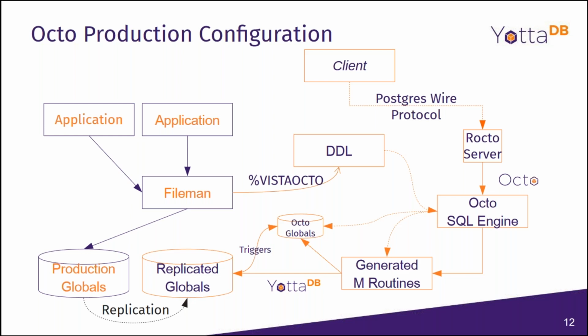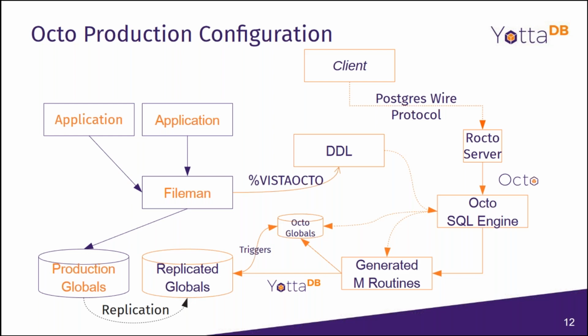So Octo globals, you can think of those as essentially cross-references and compiled DDL. Those are all the metadata that Octo itself uses. And what you have on the replicated globals is a replica of the production globals, which is updated in real time.